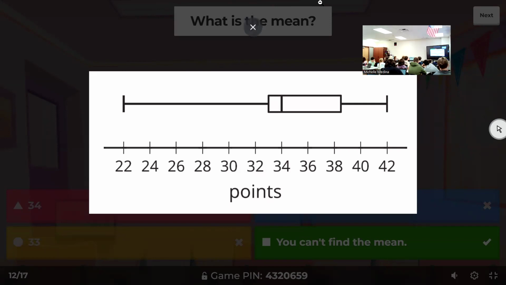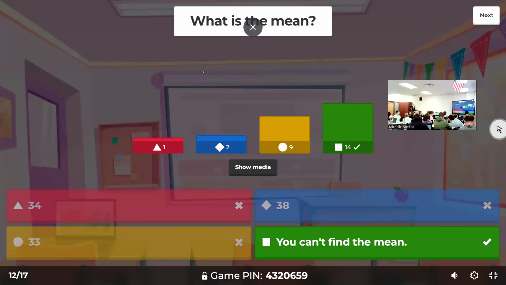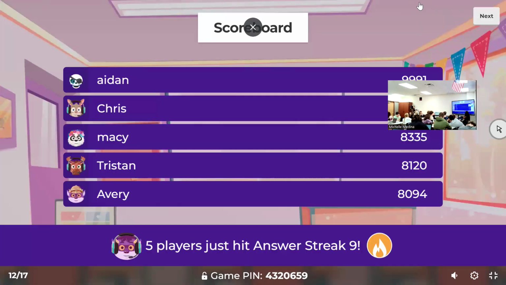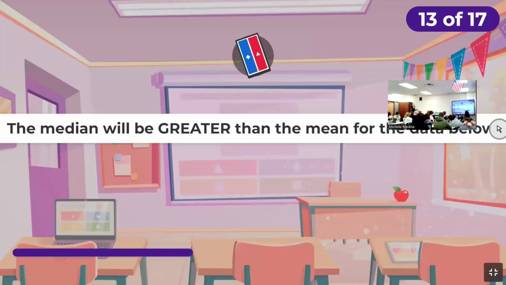What's another word for mean? Average. So where you add up all the numbers, divide by however many numbers you add. Hopefully you have that and you have enough time for it. It'll probably be our last one. So the median will be greater than the mean for the data below. True or false?